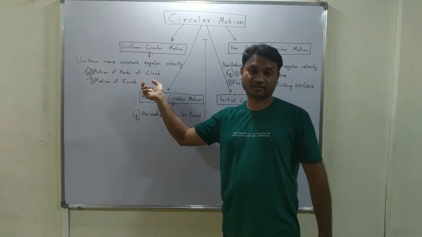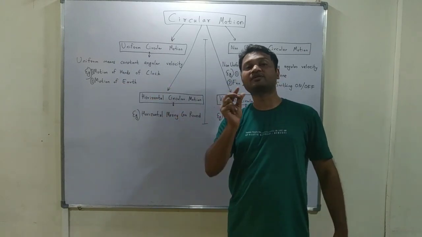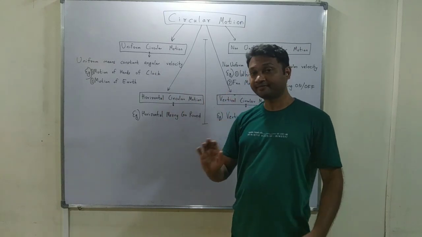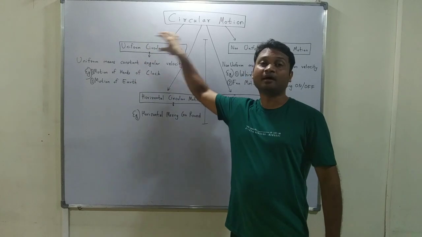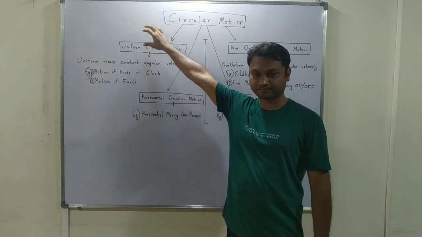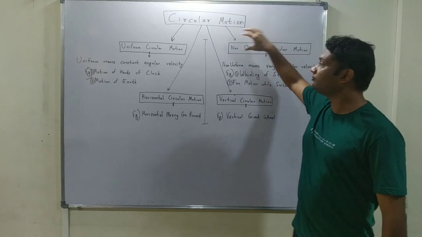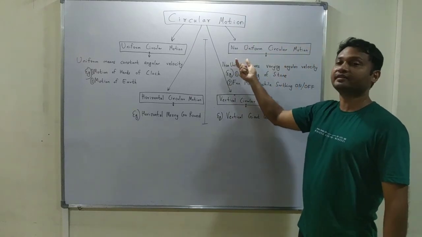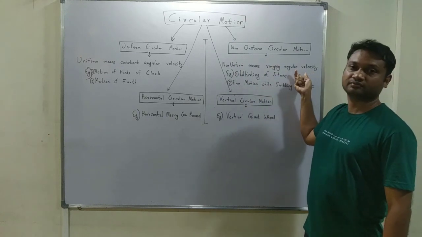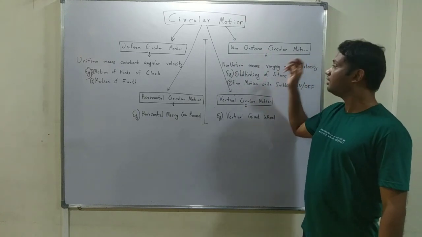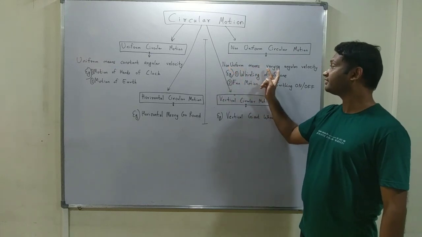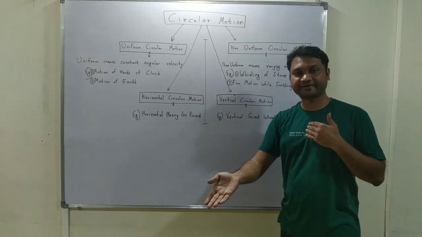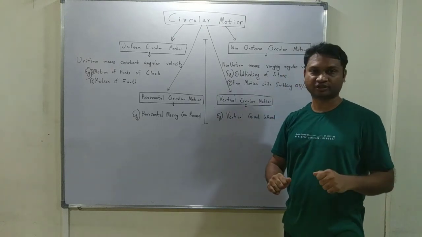Similarly, motion of earth about the sun is with constant angular velocity. Hence, these two motions are coming under uniform circular motion. Coming to non-uniform circular motion. Non-uniform circular motion means circular motion with varying angular velocity. Varying means either increasing or decreasing angular velocity.